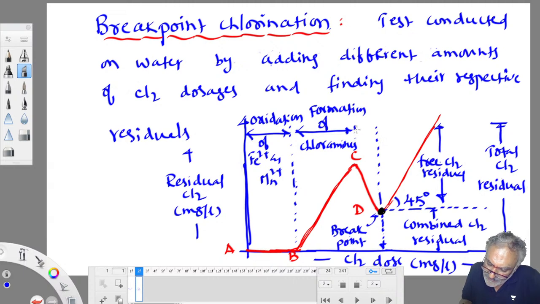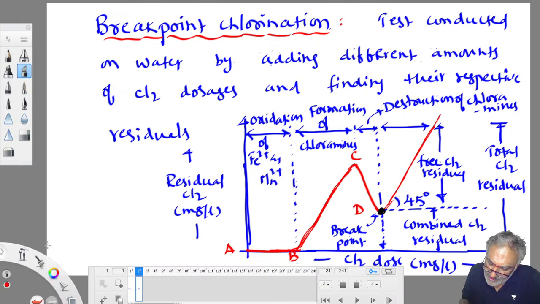Then what is happening between C to D? From here to here, destruction of chloramines. Chloramines are destroyed to destroy microorganisms. Why are chloramines destroyed? To destroy microorganisms. So what is happening between D to E? This is called D to E.